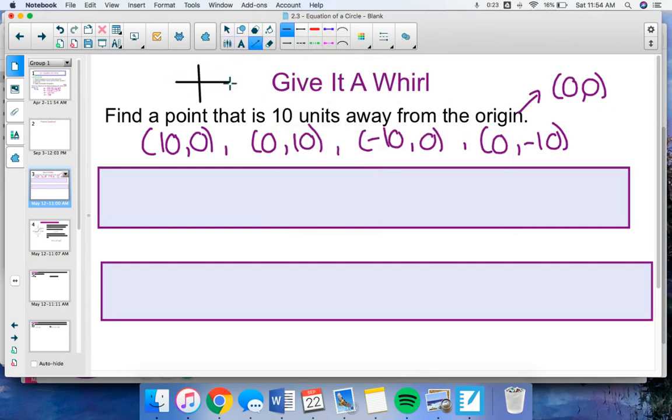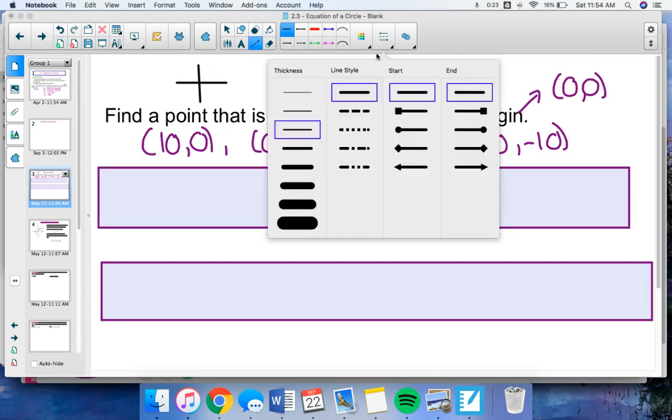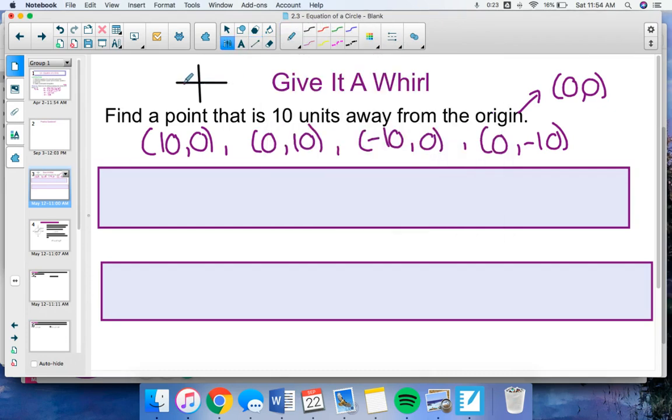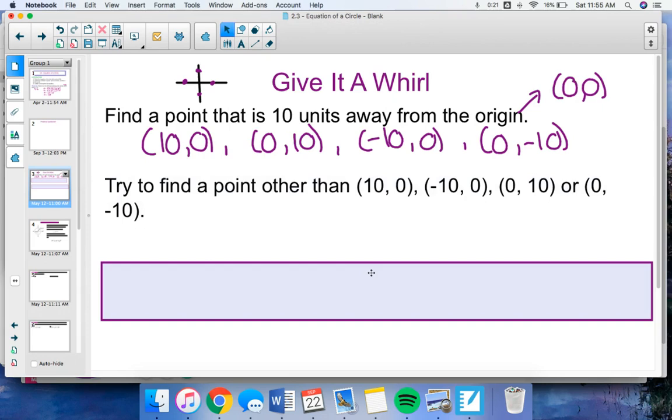so if this is our axis, okay, the easiest points to figure out are these guys here. Okay, where it's 10 units away from the origin, so 10 this way, so it'll be 10, 0, this way, 0, 10, etc.